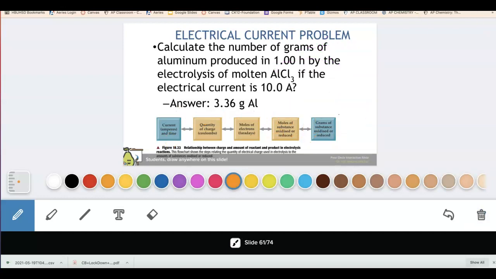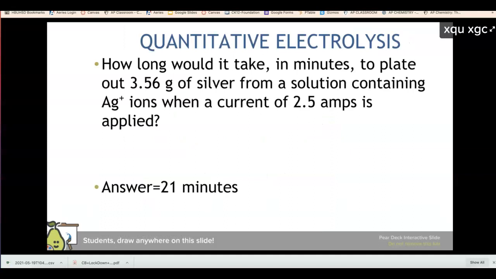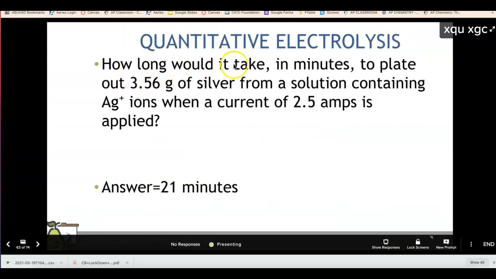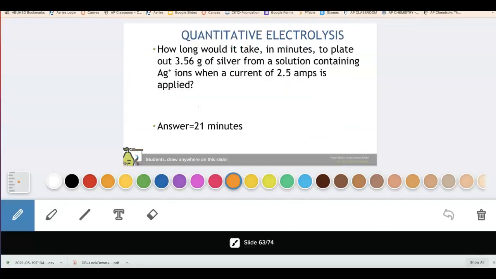Okay? So we're going to do another practice one. It says, how long would it take? Oh, so this one is asking time. So we're trying to get T, and they want it in minutes. We'll probably get it in seconds and then have to convert it to minutes at the end. We want to plate out solid silver from a solution containing silver ions, and we know current.